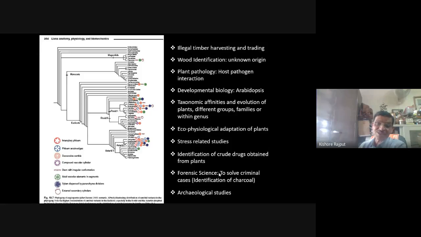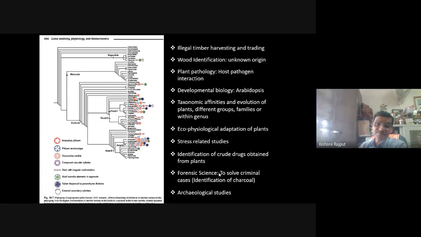So what are the alterations in the plant? That is ecological and physiological adaptation. Those studies are conducted using this. Then stress related studies, various stress conditions, whether it is pollutant or maybe water type. Then identification of fruit drugs, that is pharmacognosy.